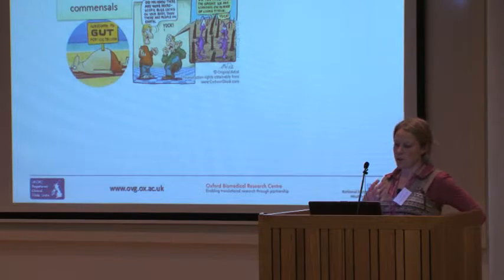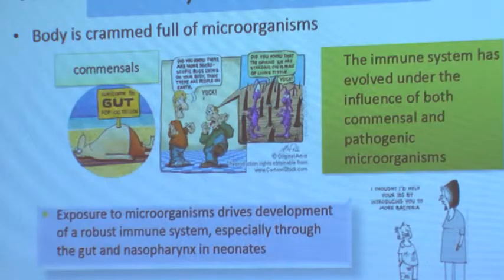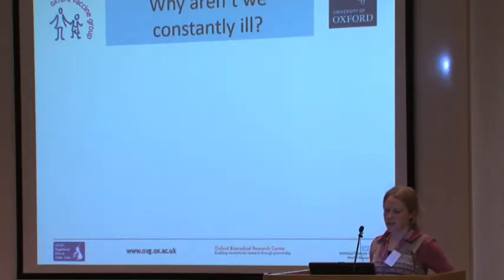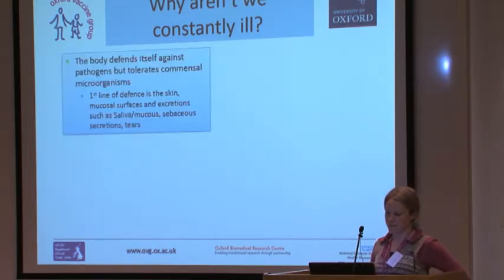As most people know, your body is covered in commensal or natural bacteria in the gut, on the skin, in the nasopharynx, and this is one of the things that drives the development of a healthy immune system and helps you to regulate responses to other pathogens. So why aren't we constantly ill if we're covered in all these bacteria all the time?